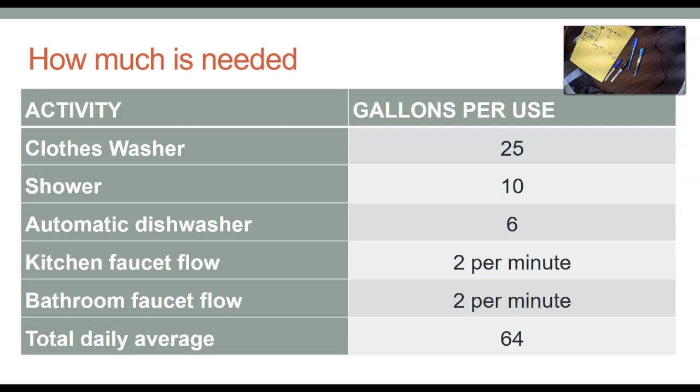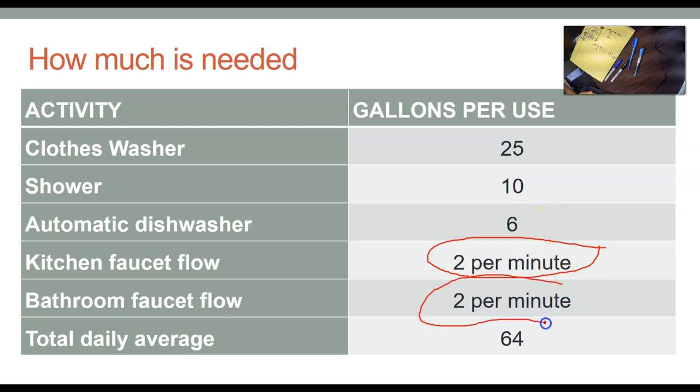Okay, how much is needed? This is information that I pulled from the Department of Energy. Clothes washing, showers around 10 gallons. That's being conservative. You can go less than that depending on the shower head you have. Automatic dishwashers take around 6 gallons of water, and they are actually more efficient than washing dishes by hand, because they do it in bulk and use less water than you having the faucet going all the time. Kitchen faucet flow is about 2 gallons per minute. So you can think about how much you would use washing dishes instead of using the dishwasher.